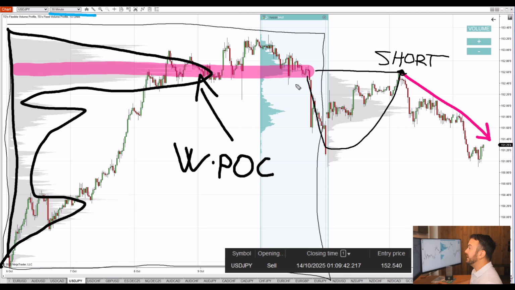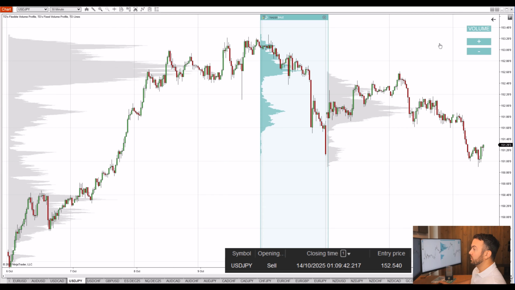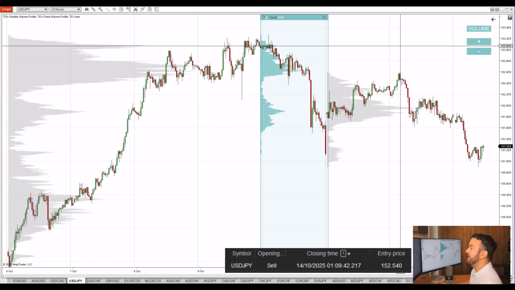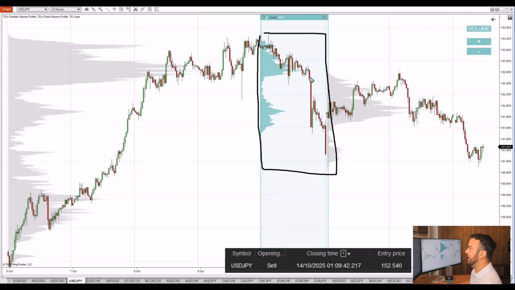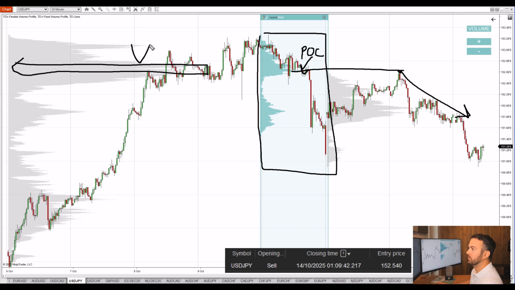And it doesn't need to be a weekly point of control. It could be, for example, daily point of control, which means the place where the heaviest volumes of that day were traded. You can see it in here. This is daily volume profile. This is the point of control. And as you can see, it nicely aligns. In this case, it aligns, but it doesn't need to align. But in this case, it did align with the weekly point of control.